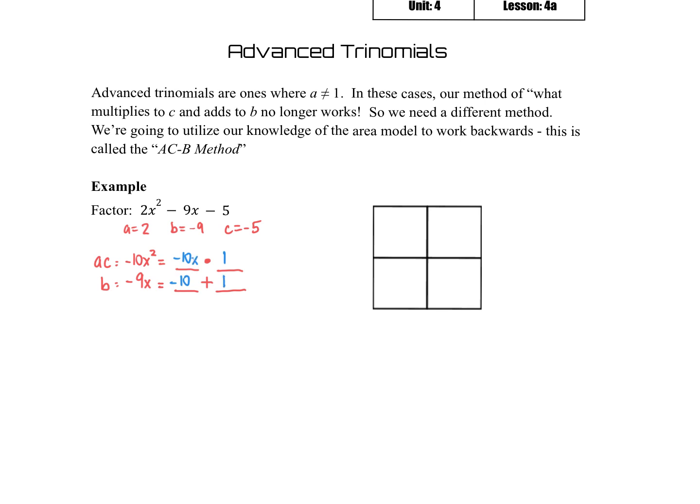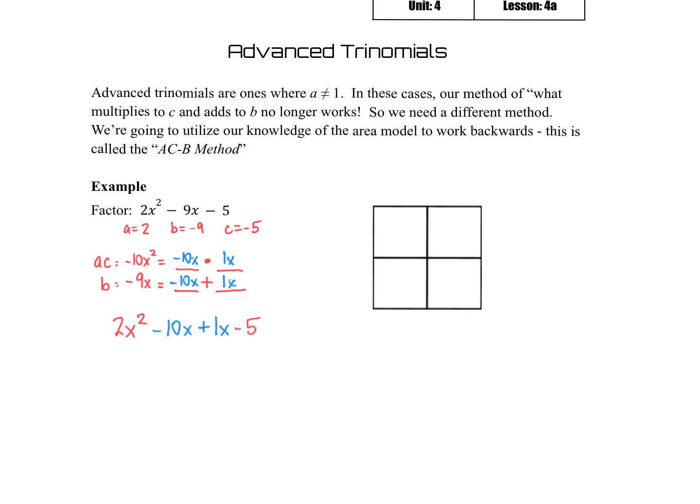Now I like to put the x's on there. The only reason I add these x's is just so that we remember to add them later. So now what we're going to do is substitute this -10x plus 1x in for -9x. So watch what I do here. The 2x squared comes down, and instead of writing -9x, we're going to make this -10x plus 1x minus 5.